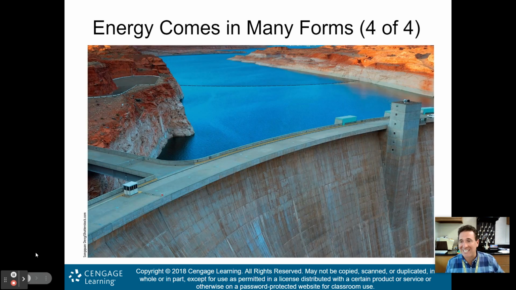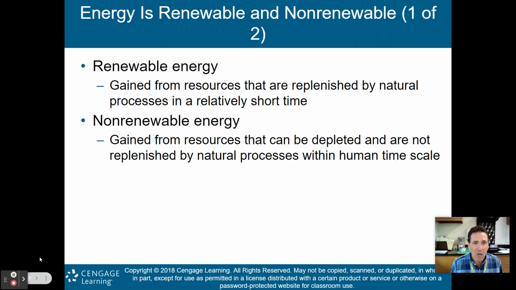What is this? This is a dam, right? We have water, kinetic energy going through a dam, which basically turns a turbine, which turns that water kinetic energy, again, into electrical energy that then we can use in our homes. And we're going to have a whole unit, a whole chapter that talks about these different forms of energy, renewable and non-renewable, right? So what is renewable energy?